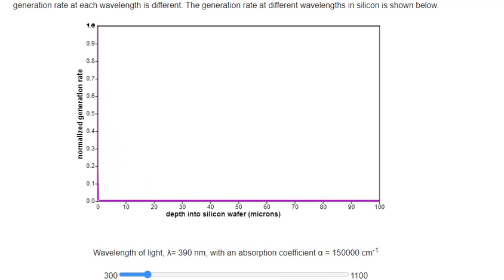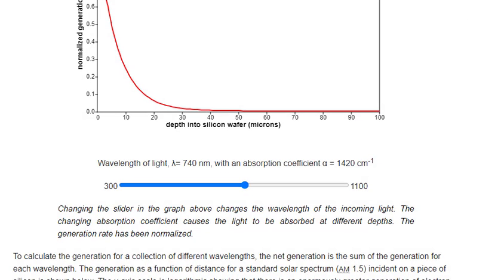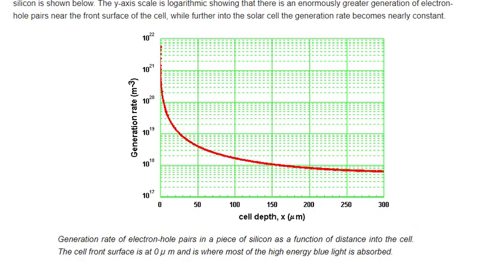To calculate the generation for a collection of different wavelengths, the net generation is the sum of the generation for each wavelength. The generation as a function of distance for a standard solar spectrum, AM1.5, incident on a piece of silicon is shown below. The y-axis scale is logarithmic, showing that there is an enormously greater generation of electron-hole pairs near the front surface of the cell, while further into the solar cell the generation rate becomes nearly constant. Generation rate of electron-hole pairs in a piece of silicon as a function of distance into the cell. The cell front surface is at 0 μm and is where most of the high-energy blue light is absorbed.